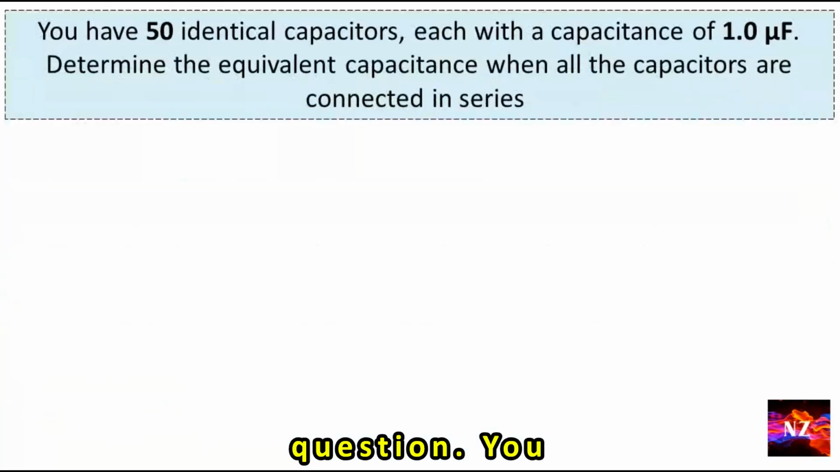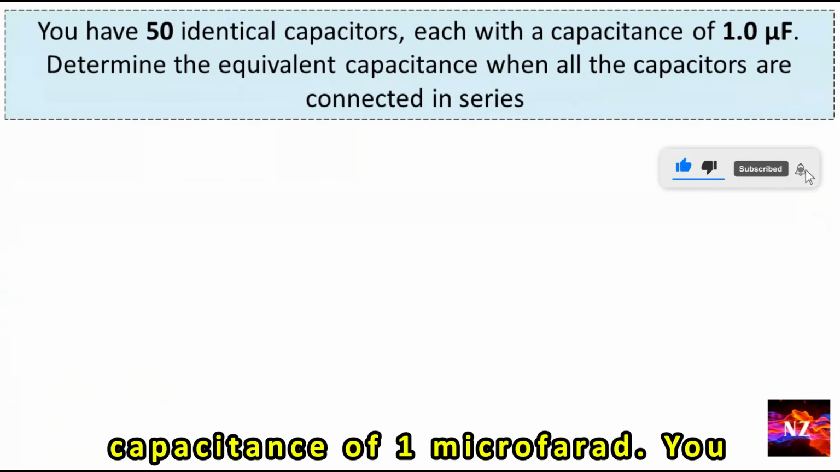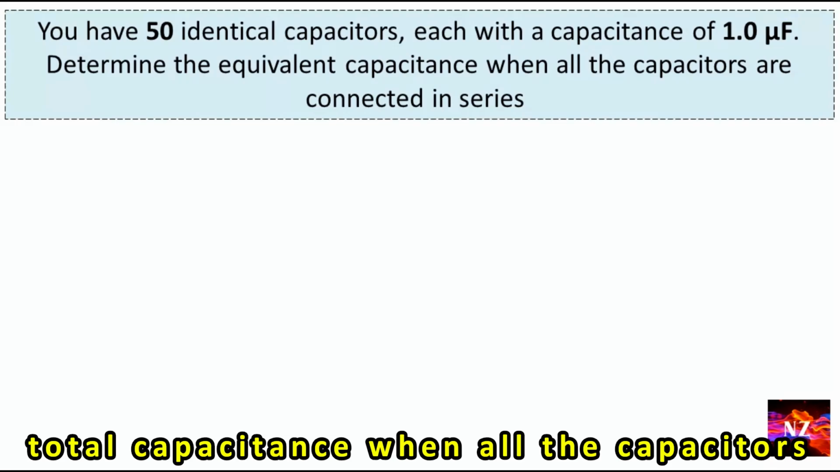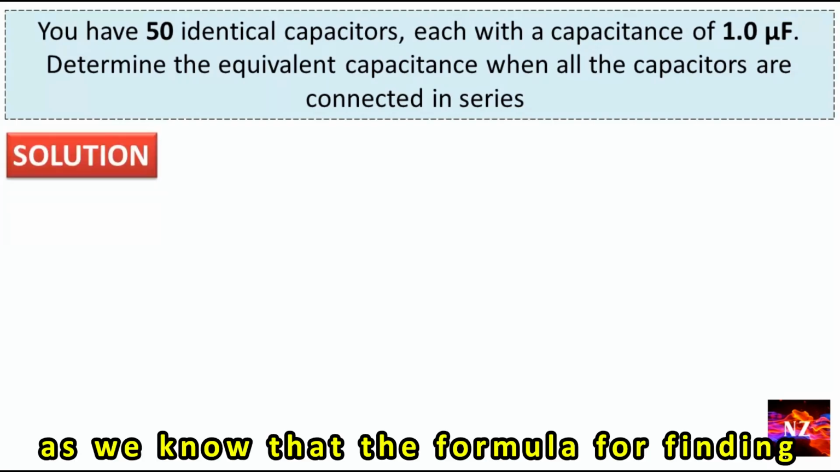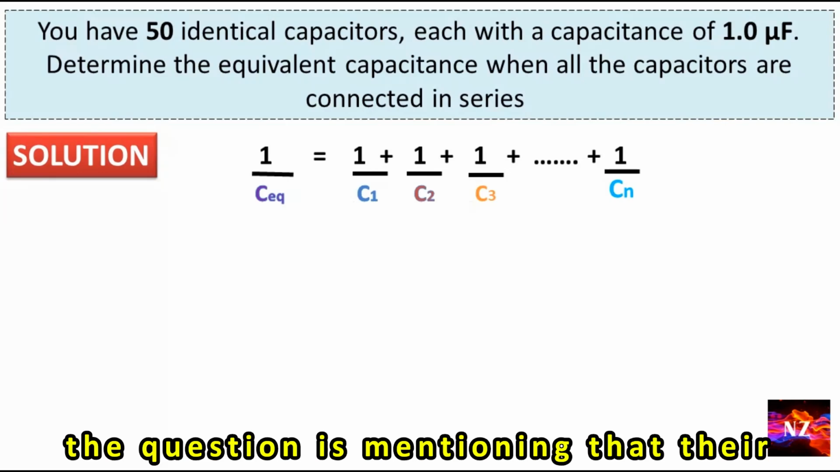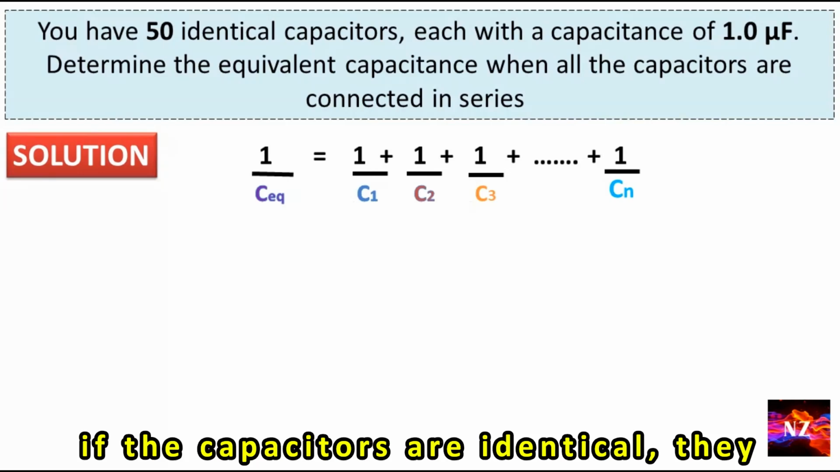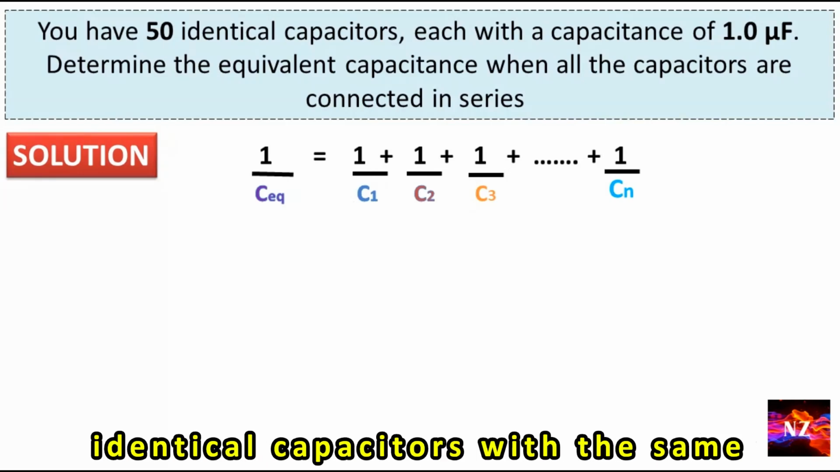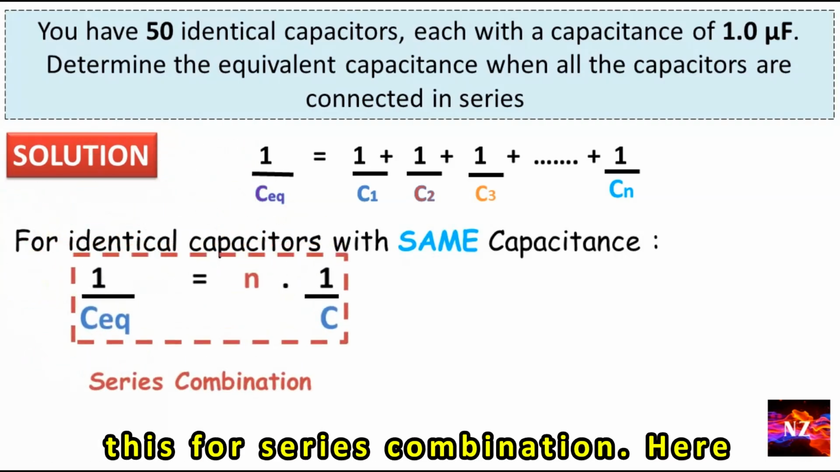You have 50 identical capacitors, each with a capacitance of 1 microfarad. You have to determine the equivalent or the total capacitance when all the capacitors are connected in series combination. As we know that the formula for finding the equivalent capacitance is this, but the question is mentioning that the capacitors are identical. It means if the capacitors are identical, they have the same capacitance. So for identical capacitors with the same capacitance, the formula will become like this for series combination.